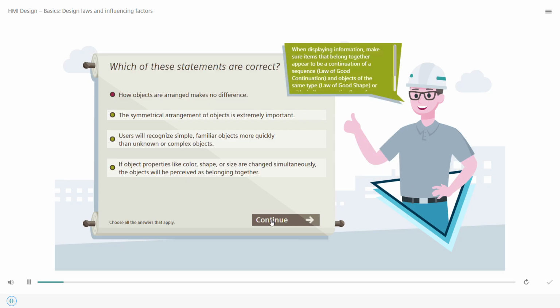When displaying information, make sure items that belong together appear to be a continuation of a sequence. Law of good continuation. And objects of the same type. Law of good shape. Or with similar properties. Law of common fate and law of synchrony. Are perceived as belonging together.